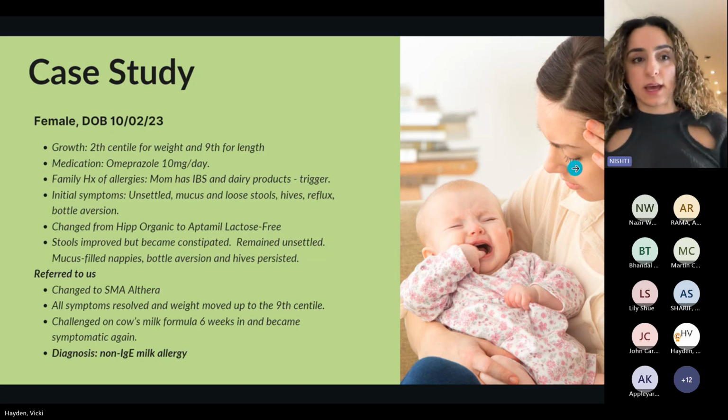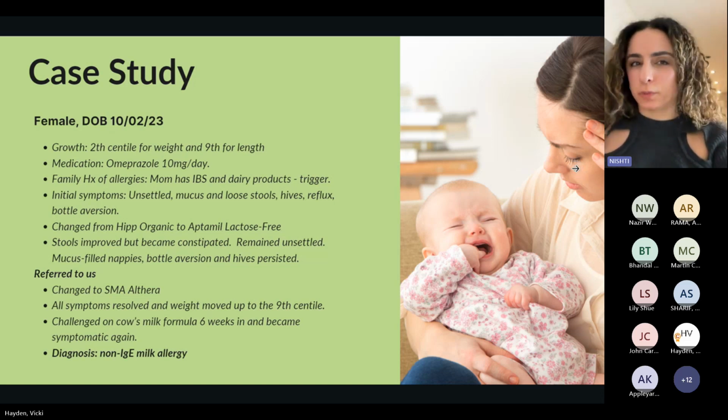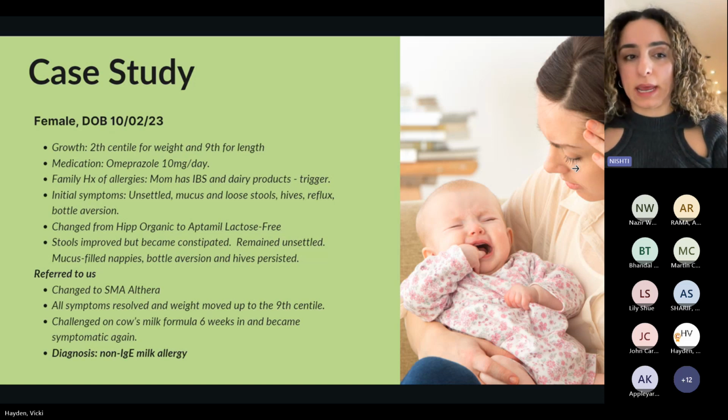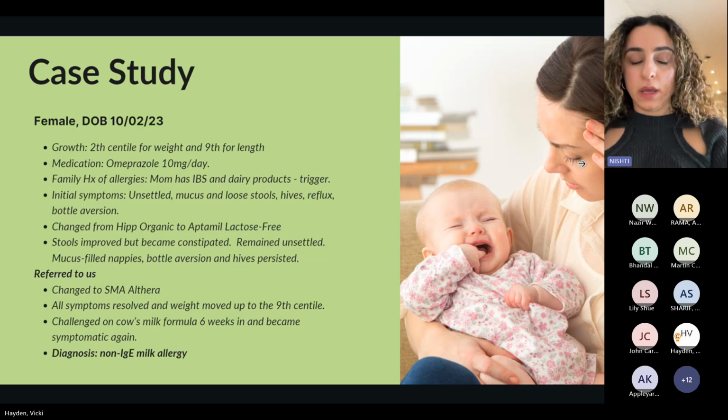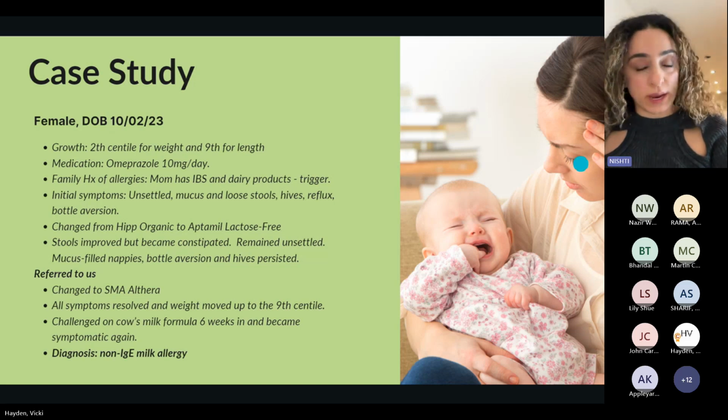Now if a child has bottle aversion, I usually suspect there must be some type of allergy present here. So she was changed from hyporganic to optimal lactose-free. Her stools improved, but she became constipated and she remained unsettled. And she still continued to struggle with mucus-filled nappies, bottle aversion, and the hives persisted as well. So we changed her over to SMA Althera. And all her symptoms resolved, and her weight also improved.